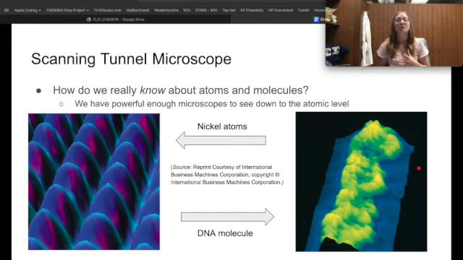So I mentioned we have that really specific piece of equipment that allows us to see individual atoms. How do we really know about this? It was a guess for a long time. It was just a theory. We didn't have any actual proof of what atoms look like or how we can actually see them. However, we now have what we call a scanning tunneling microscope. These microscopes are powerful enough to let us see down to the atomic level.